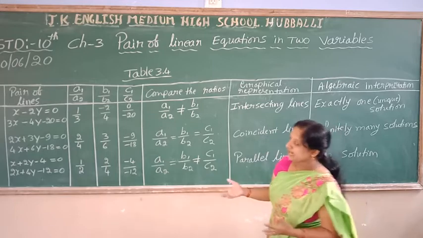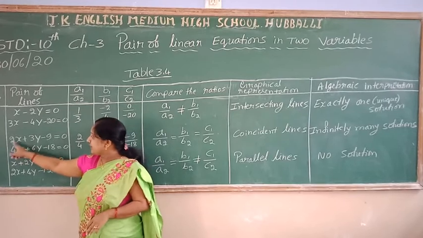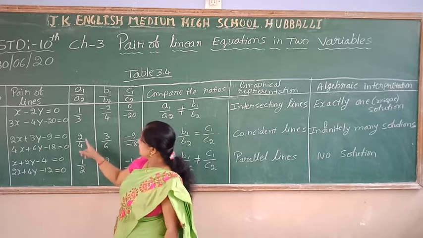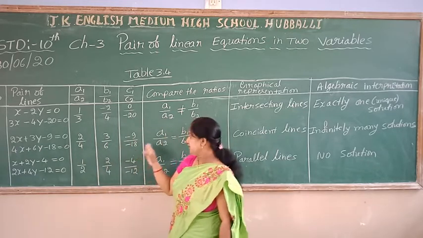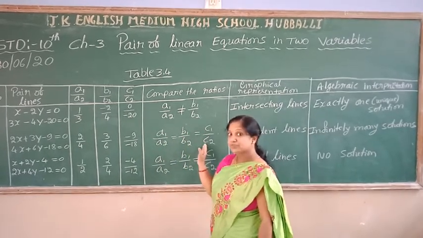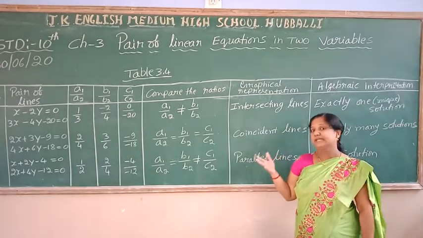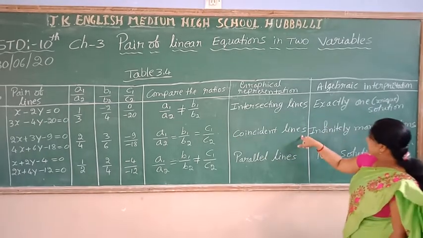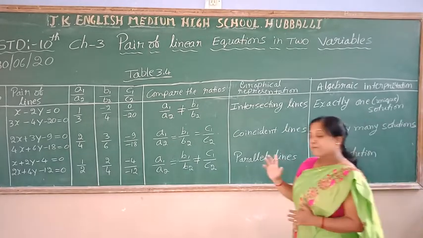In the same manner, I take another pair of linear equations of two variables. Write the values of A1, A2, B1, B2, C1, C2 here. Substitute and simplify now. 2 ones are 2, 2 threes are 6, 3 ones are 3, 2 nines are 18, 9 ones are 9. All are equal here. So A1 by A2 is equal to B1 by B2 is equal to C1 by C2. In this case, coincident lines, coinciding lines, you are going to get. Coinciding lines means there will be infinitely many solutions.